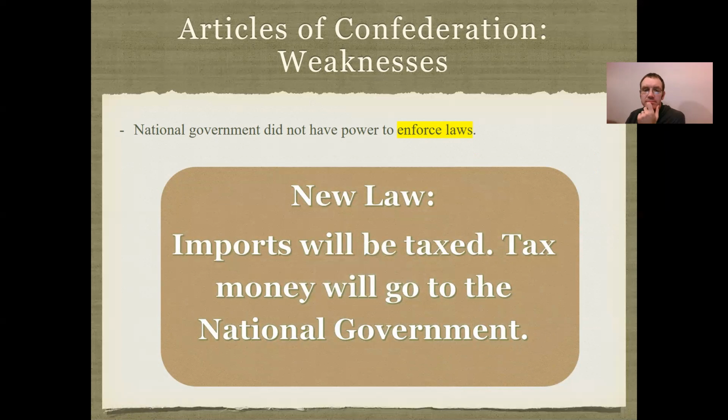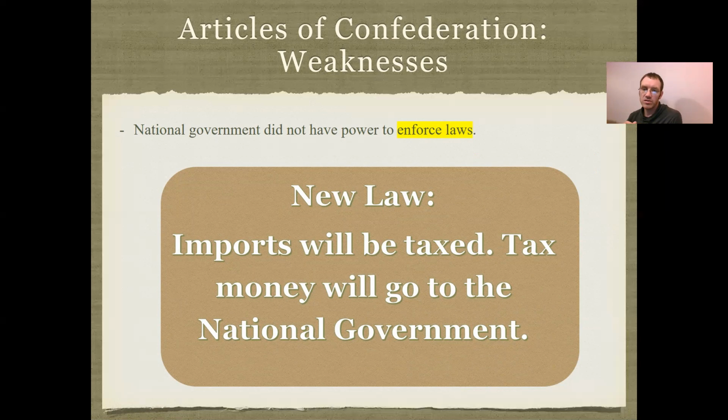So think about that. Here's your new law. Imports will be taxed. Anything you buy from outside of the United States, there's going to be a tax put on it. And that tax money will go to the national government. Well, Virginia sells a lot of cotton in the world. And they have a lot of imported goods that come in as a result of that. Cotton goes out, imported goods come in.